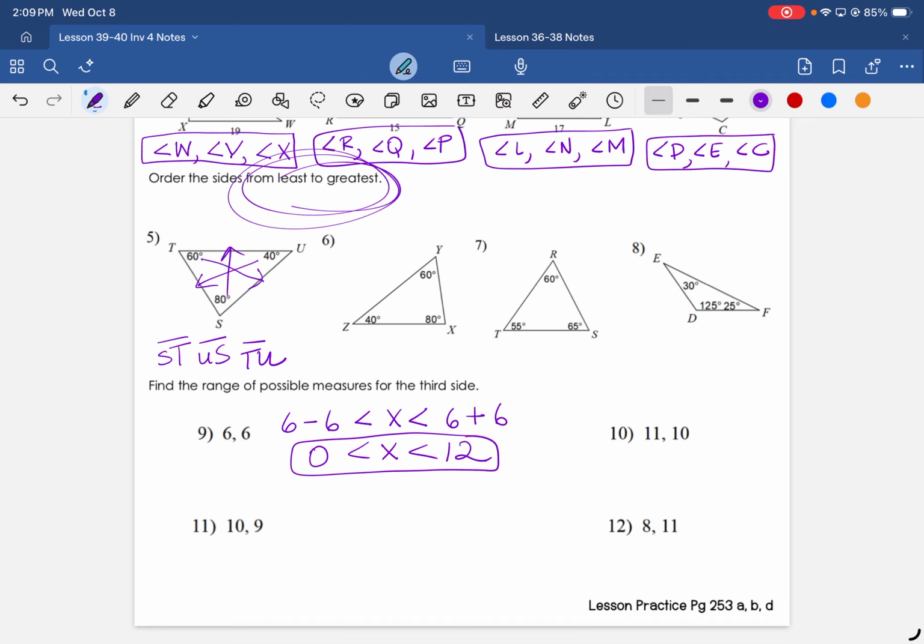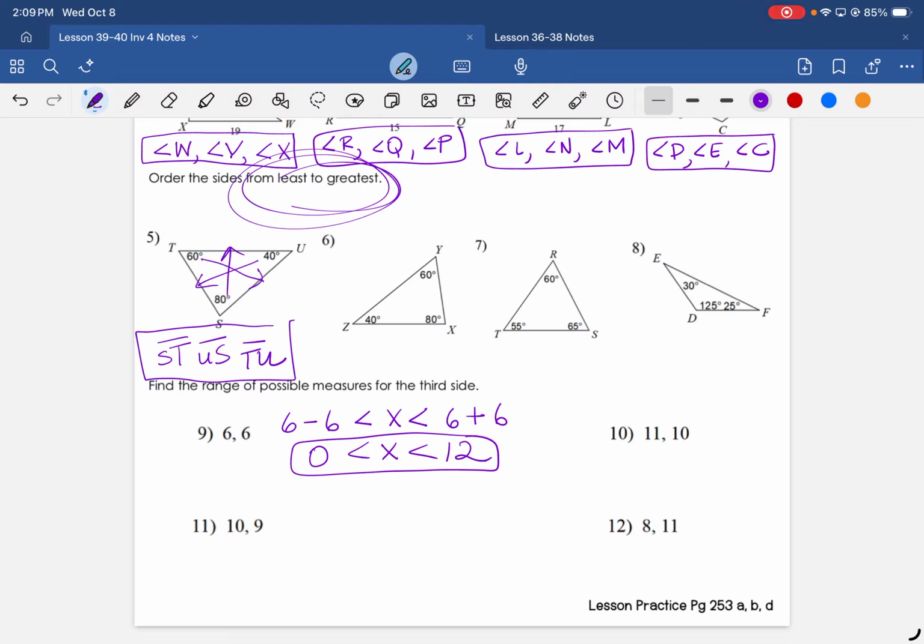Miss Davis, how did you get ST? Oh, because if you look across, so you see how 40 is the smallest? Mm-hmm. So you look across, ST. So that side's the smallest. And then across from the 60, because 60 is the next smallest, right? Mm-hmm. So look across. You see the US? Mm-hmm. And you could have written SU. Okay. They mean the same.